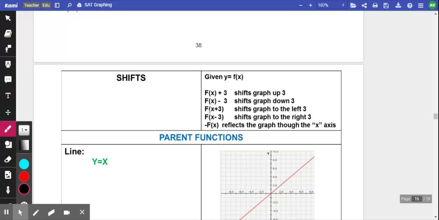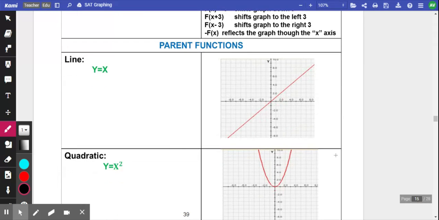If the x plus 3 is in the parentheses, it shifts to the left by 3 units. And if it's x minus 3 in parentheses, it shifts the graph to the right 3 units. If there's a negative in front, it reflects the graph through the x-axis. These are good things to commit to memory as well, just to know what each one looks like.